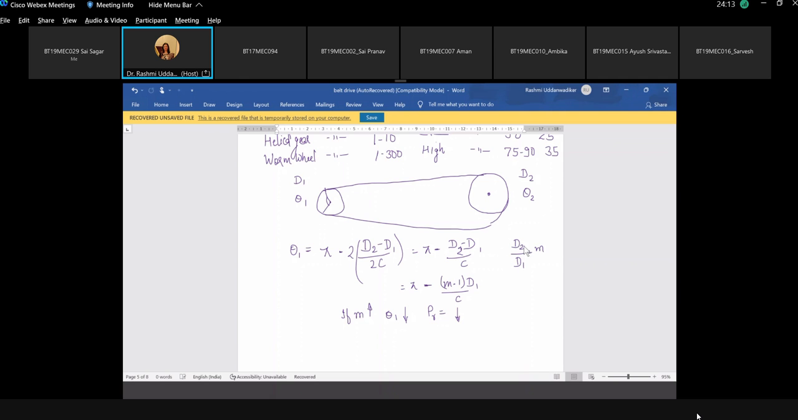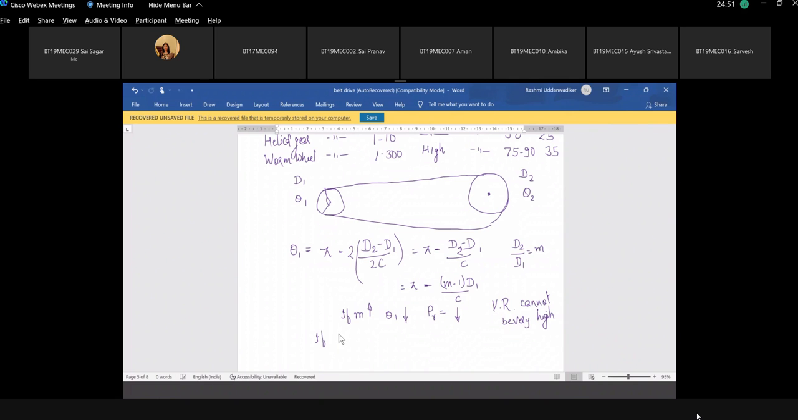Which means this ratio cannot be increased beyond a limit. And if this ratio cannot be increased beyond a limit, there is a limitation to velocity ratio also. That is the reason velocity ratio cannot be very high. Because if you increase the difference between the diameters, the value of angle of contact goes down and the rated power goes down. So if you increase the velocity ratio from 4 to 10, the power transmission capacity goes down.